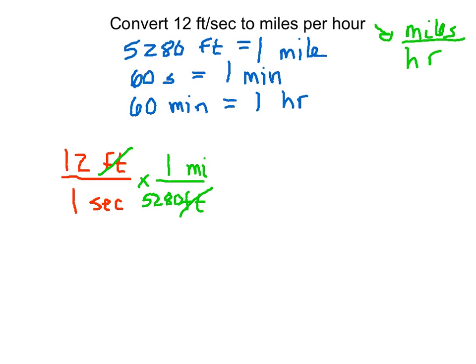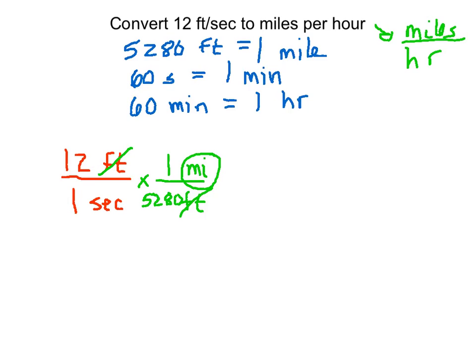Right? If I were to stop right now, because the feet would cancel, I still have seconds in the denominator, but my feet would be converted to miles. So I am done with half of it, right? I have miles in the numerator, so I'm going to circle that. I am done with that. That's what I got. I'm not quite done because I don't want seconds in the denominator. I want miles per hour, so I need to convert seconds to hours.